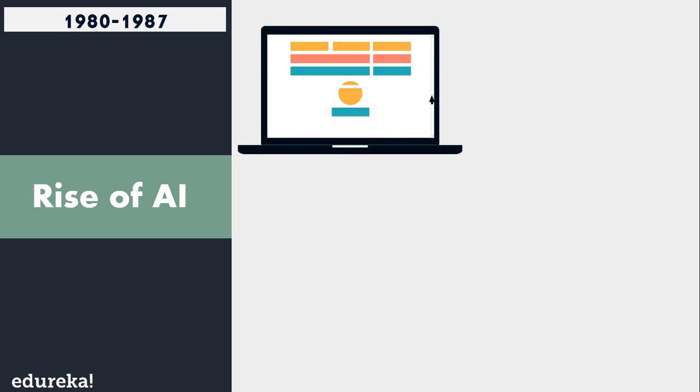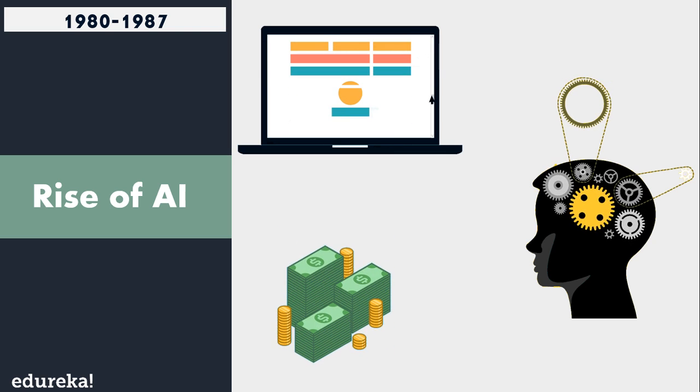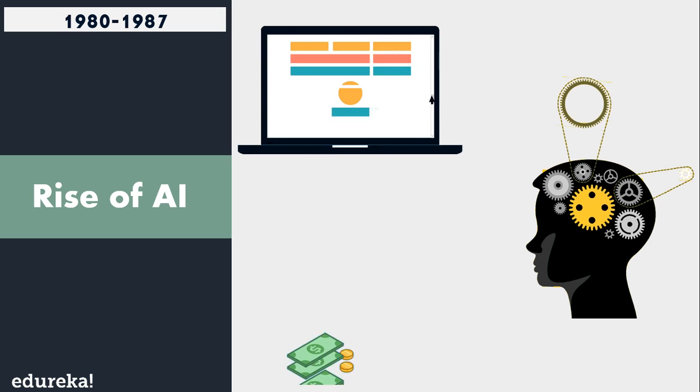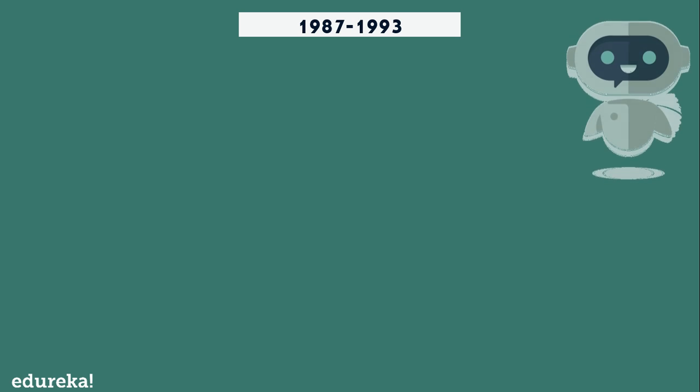Now, this was a turning point for artificial intelligence. It experienced the rise of expert systems, a revolution of knowledge, and also the money returned during the fifth generation project. But after all this, there was another winter for AI. The second AI winter arrived in 1987 to 1993.